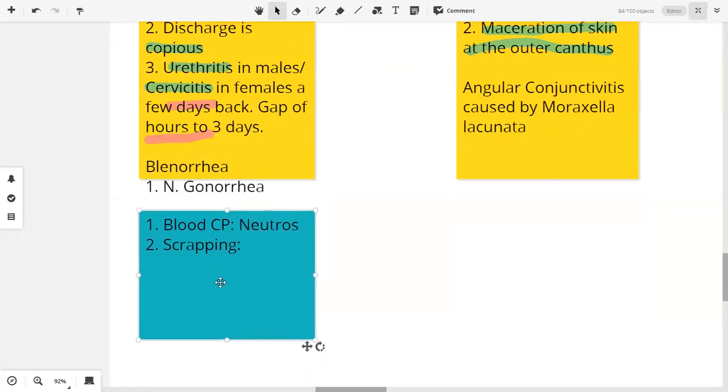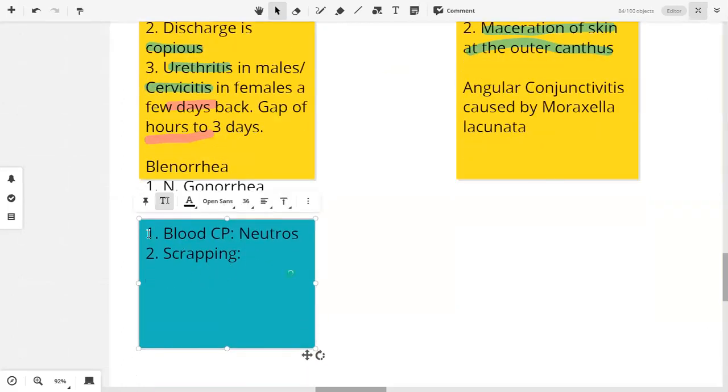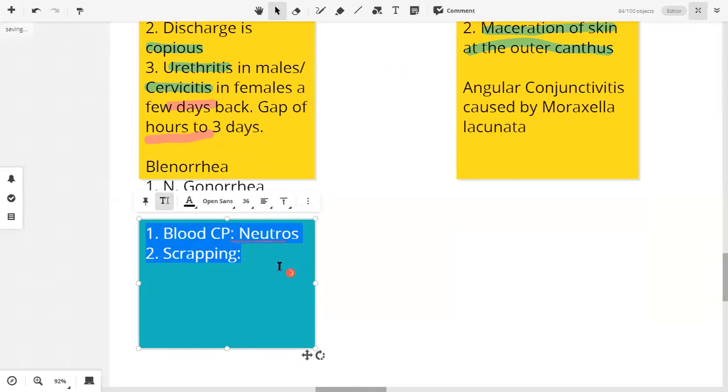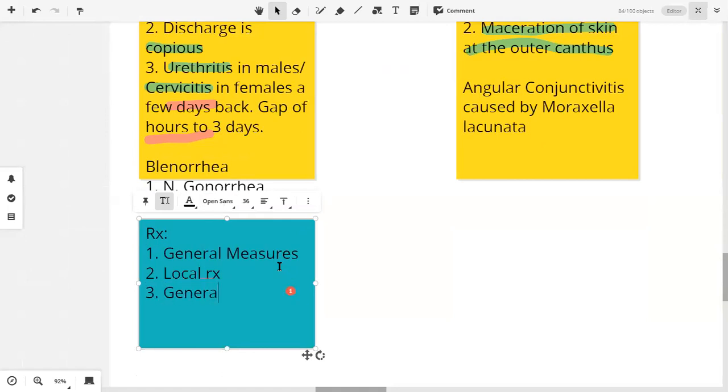So how will you treat this patient? We know that in order to investigate, we do these investigations, which are normally not important. Nobody even asks you that. Treatment is important. For the treatment, you have to remember that there are some general measures. Then there are some local measures, or local treatment. Then we have general treatment, or the right word would be systemic treatment.